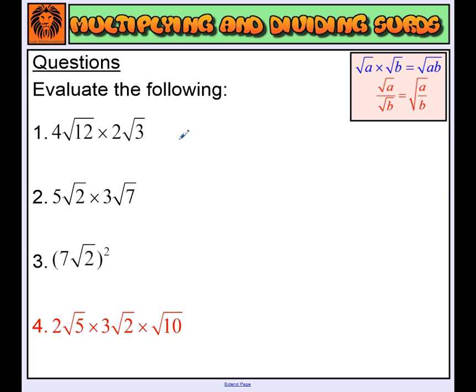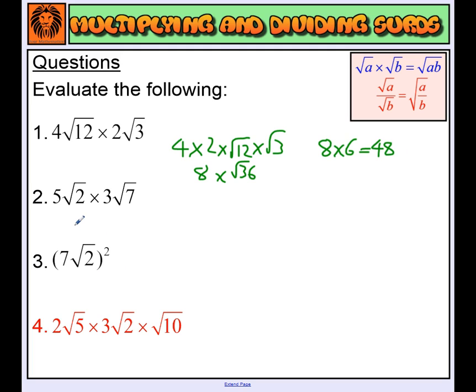So question 1 goes to 4 times 2 times root 12 times root 3. 4 times 2 is 8, and root 12 times root 3 is root 36. We can simplify root 36 to 6, so this is 8 times 6, which equals 48.